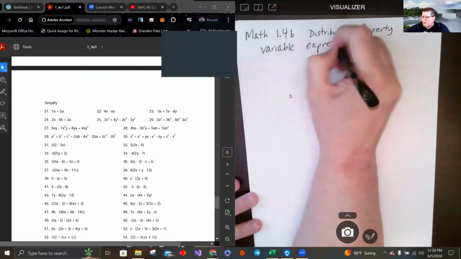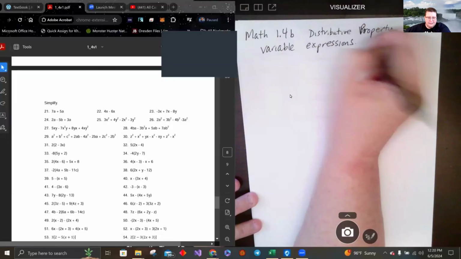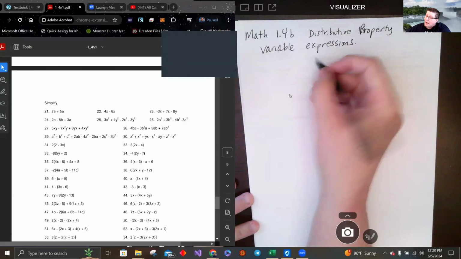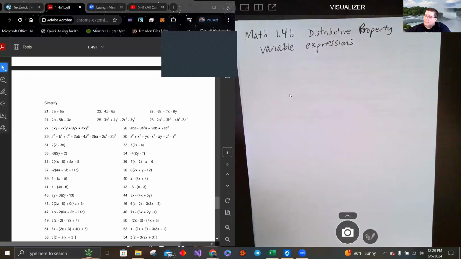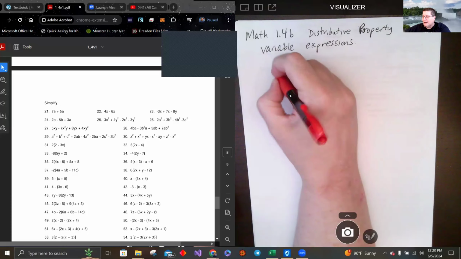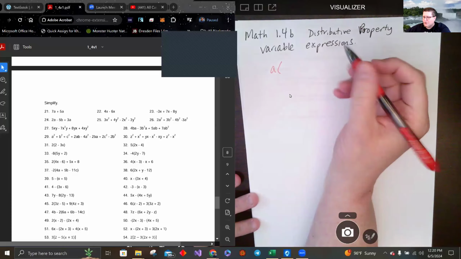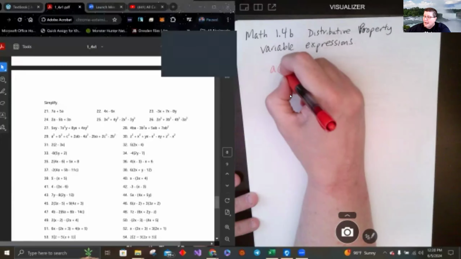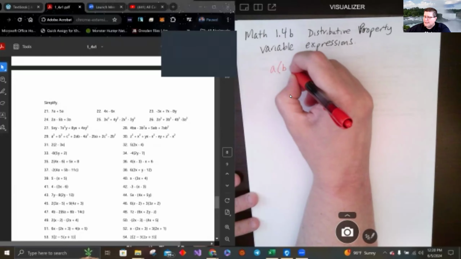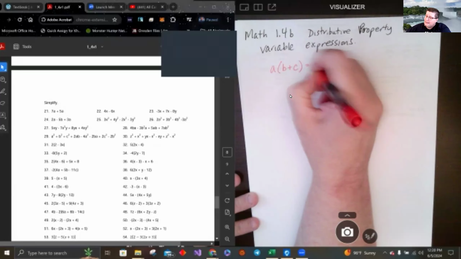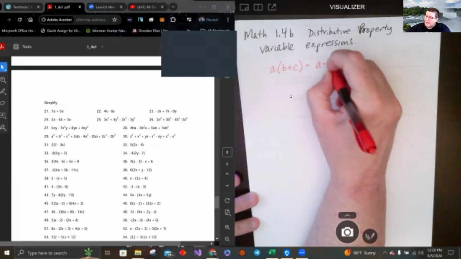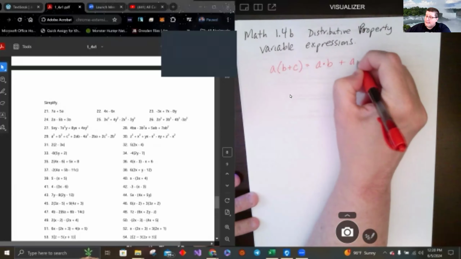And here, this is where we get our A and our B and stuff like I was telling you about before. So the distributive property says if we got a bunch of things, it doesn't matter if they're variables or they're numbers or anything like that, A with parentheses B plus C is the same as A times B plus A times C. This is a two-way street. This is the distributive property.